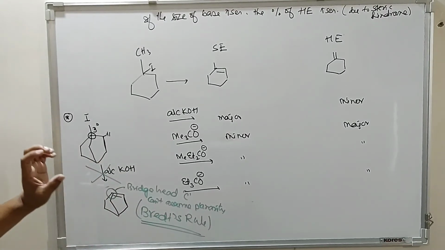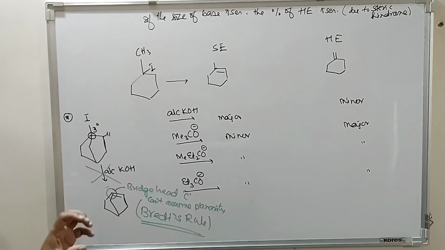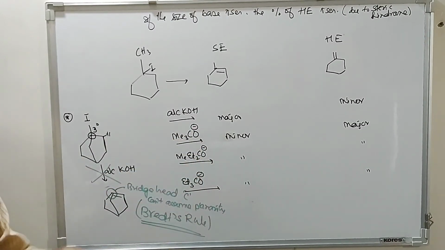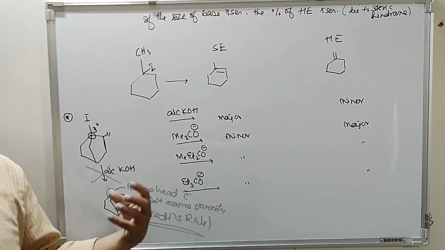So this is the stereochemical aspect of the E2 reaction. Hopefully those are some of the examples and some of the features and why this E2 reaction takes place.